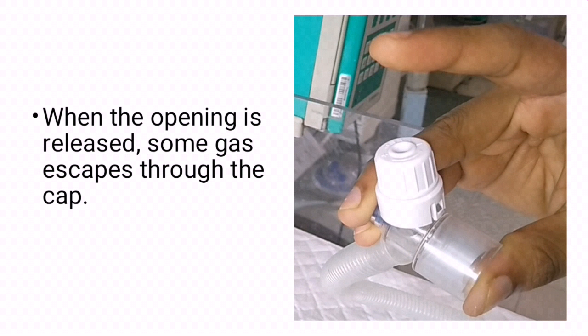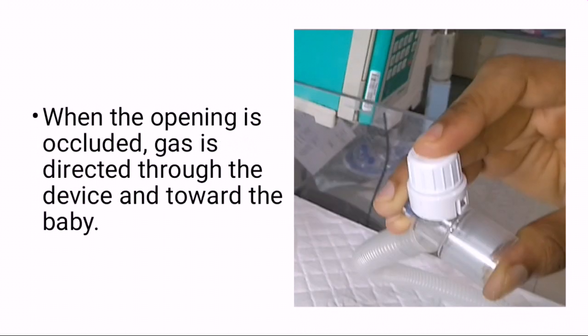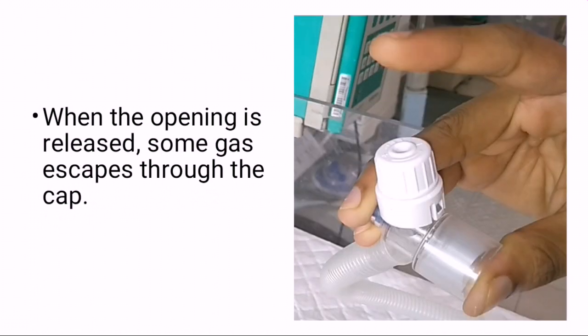In the AMBU bag, when we press the bag, the air moves to the baby and it provides the PIP. But when we release the bag, there is no continuous pressure. But in this case, there is a continuous pressure, so PEEP is provided, CPAP is provided, and the alveoli remain open. In this slide you can see that the opening is closed and now the opening is open.